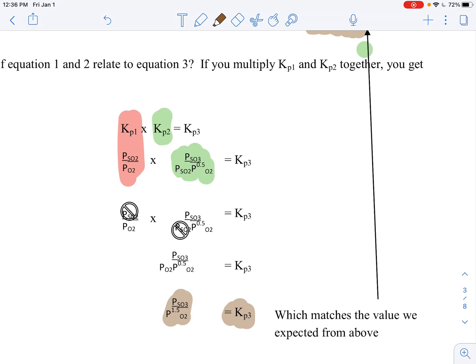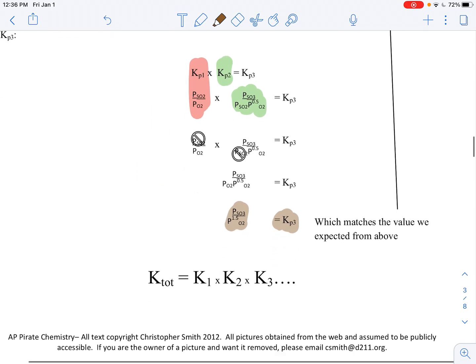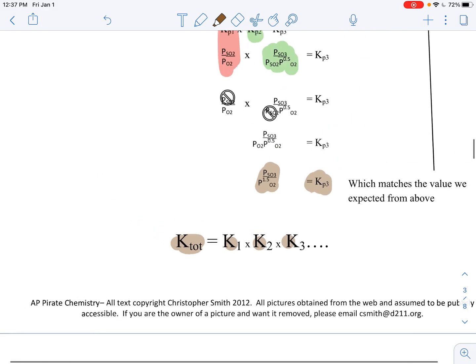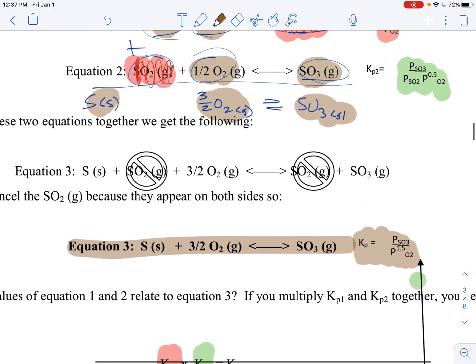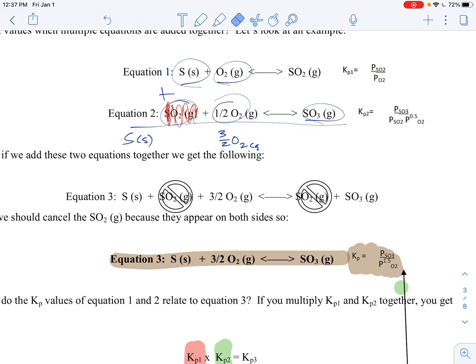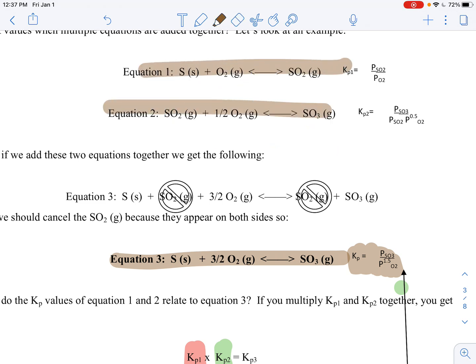So that is a slightly different variation compared to thermodynamics and electrochemistry. In thermodynamics, if you add two equations together, you simply add them together. In electrochemistry, if you add two equations together, you simply add them together. But in equilibrium, if you add two equations together, you don't add them together, you multiply them together. So the total is going to be K1 times K2 times K3. However many Ks that you have, however many equations that you have to add up together, you are going to multiply them together, and that's going to get you your new K. So when you add an equation, you do not add their K values, you multiply them.